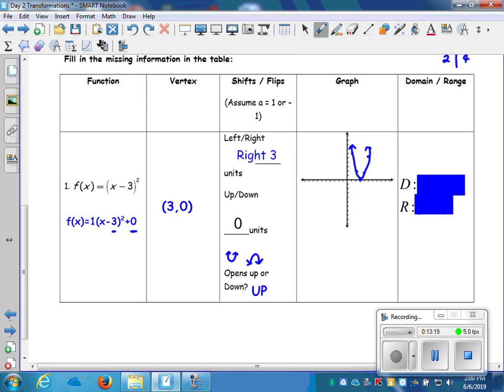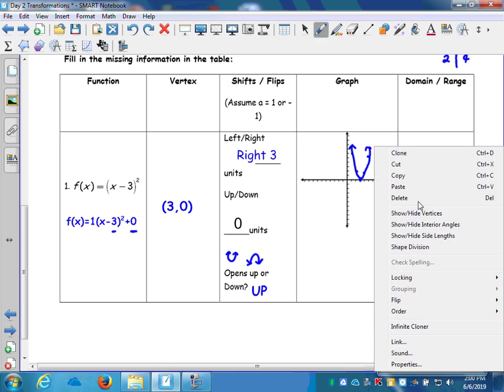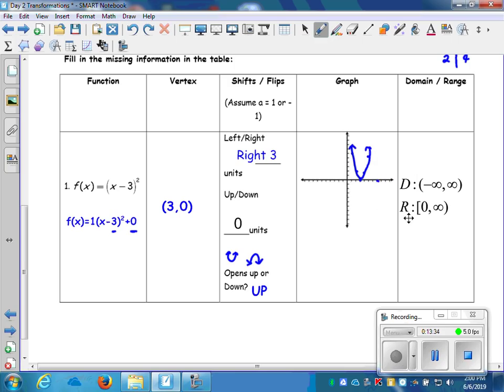So the domain for this, that hasn't changed. There's no restrictions on that. And the range, if I do take a pencil or a line and run it across the bottom of this, everything's greater than or equal to 0. So you can put y greater than or equal to 0, or you can say 0 to positive infinity, like this. All right, draw in my axis of symmetry as well.